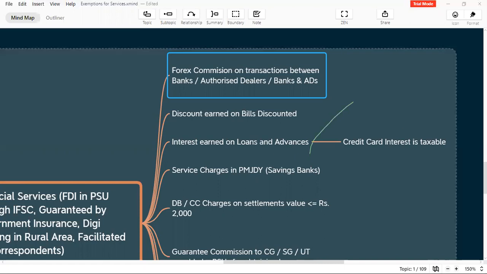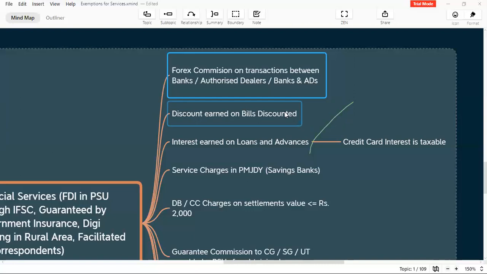D represents discount earned on bills exchanged. Discount on bills exchanged or bills discounted. So basically you have a purchase bill, you give it to your bank and you will get the money. If 1000 rupees is the bill, the bank will give you only 950 rupees. The 50 rupees is the discount they will earn. On that discount, there is no GST.